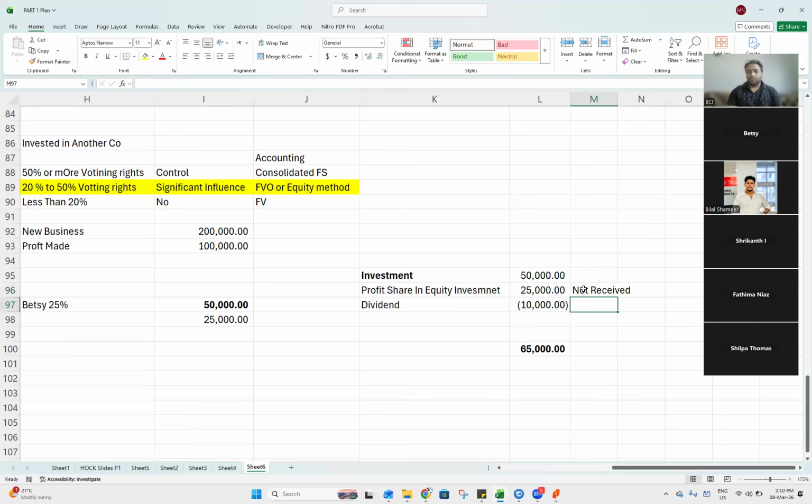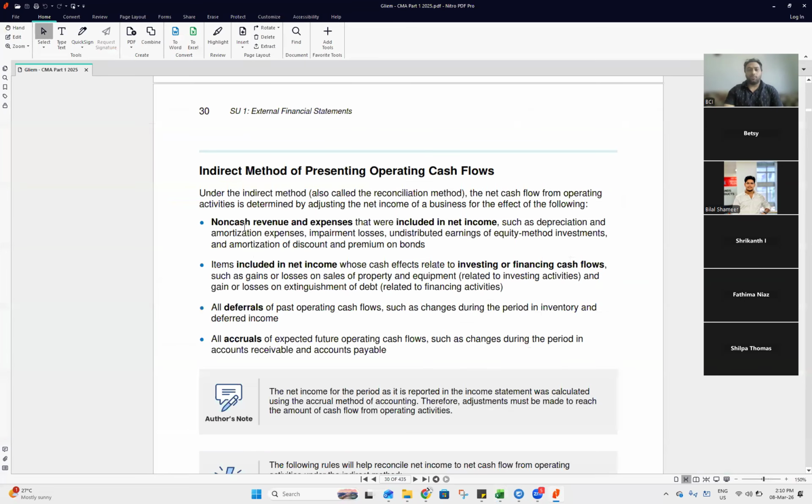Correct. Once I declare the dividend and pay it, only then will I receive the money. So that is the reason we are removing, when we say non-cash and non-revenue expenses, the undistributed earnings of equity method investment. Clear? Okay. Then any amortization of goodwill, amortization of discount and premium on bonds will be removed.